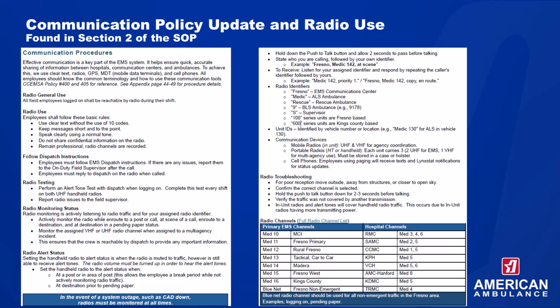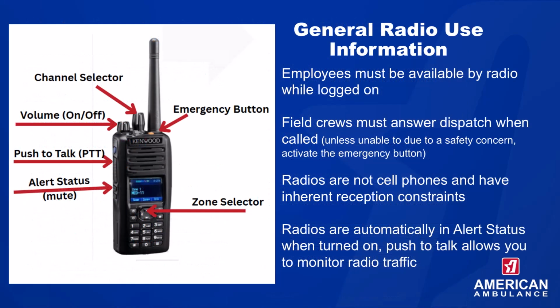The goal of this training is to provide an overview of how the radios work, their limitations, troubleshooting tips, and general radio use expectations. With this training, the communications policy was updated and can be found in the operations documents on the American Ambulance website. Please familiarize yourself with this policy and understand that every field employee needs to be reachable by radio while logged on. Understanding the features of your equipment is the first step towards properly utilizing it.